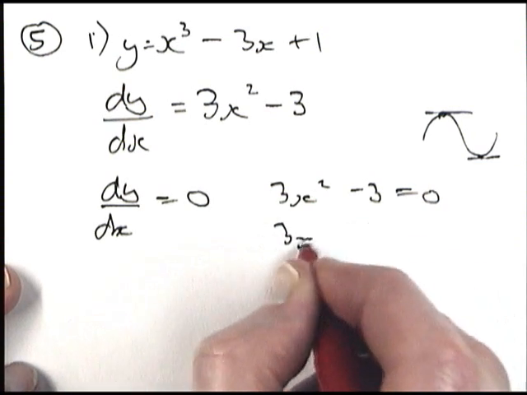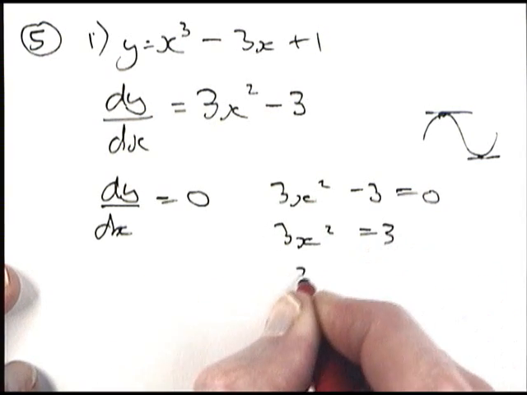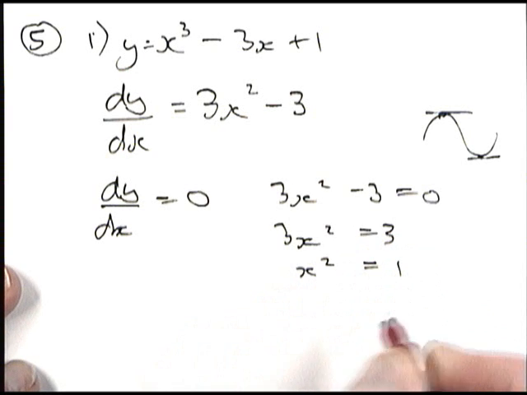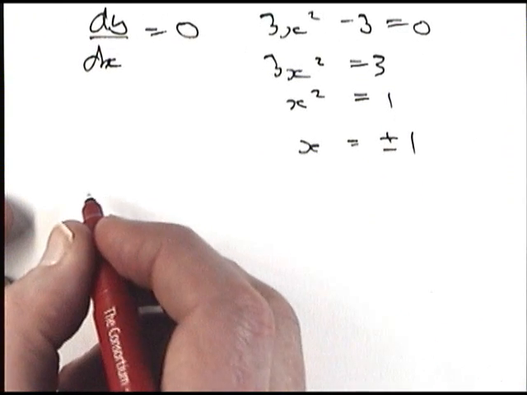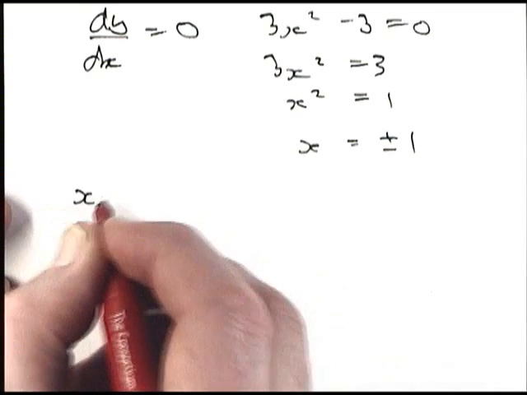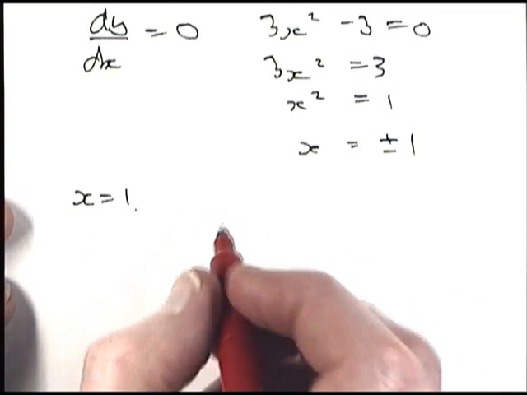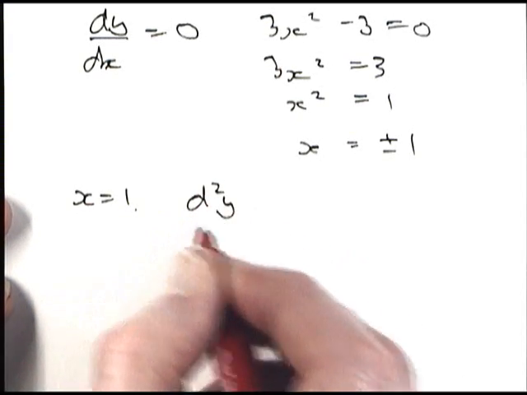Take that 3 to the other side, divide both sides by 3, and square root. And remember, you get plus and minus 1 here, not just a plus 1. So we've got one stationary point, maximum or a minimum, when x is equal to 1. To find whether it's a maximum or a minimum point, we differentiate a second time.